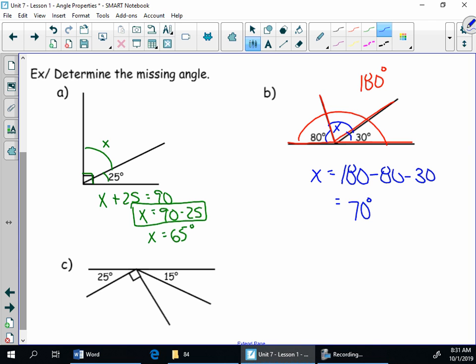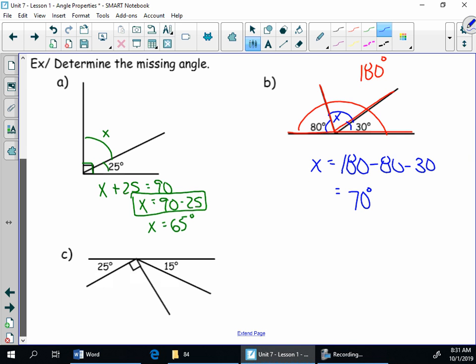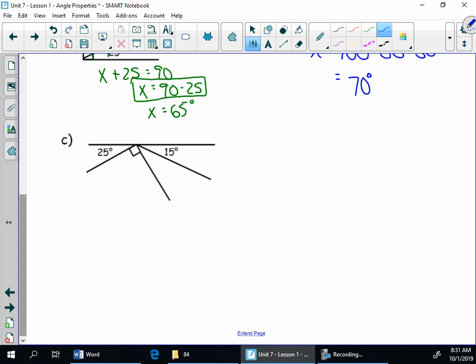Okay, straight lines are 180, right? That was our trick. Boxes make 90s. Let's take a look at the next one. Ooh, this one looks pretty tricky. But what do I see?